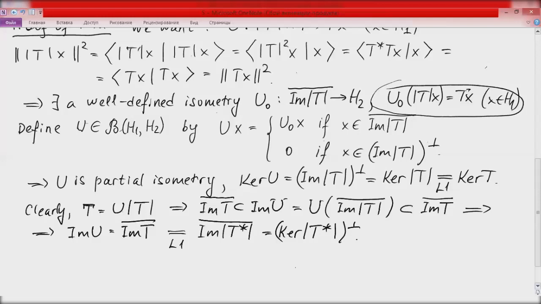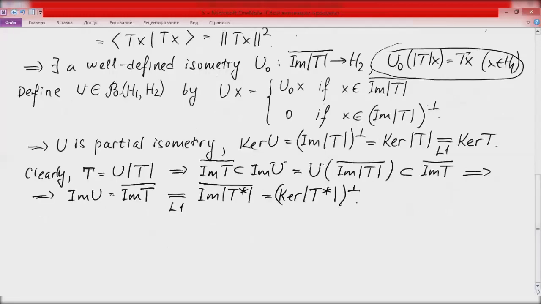Okay, but this is not the end of the story, because we also want to get the second polar decomposition. So we also want to show that T equals the product of the modulus of T star and U. To prove this equality, let's start with a short observation.